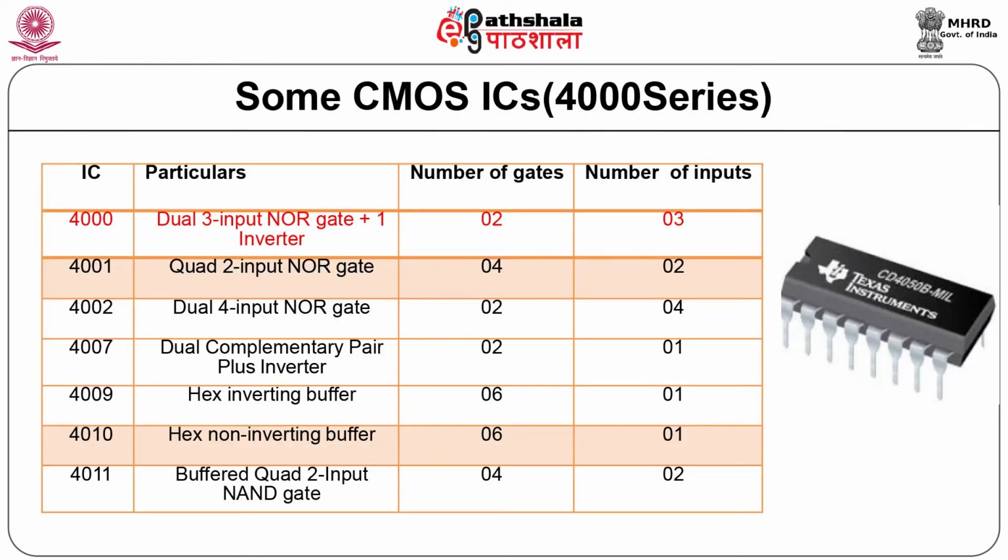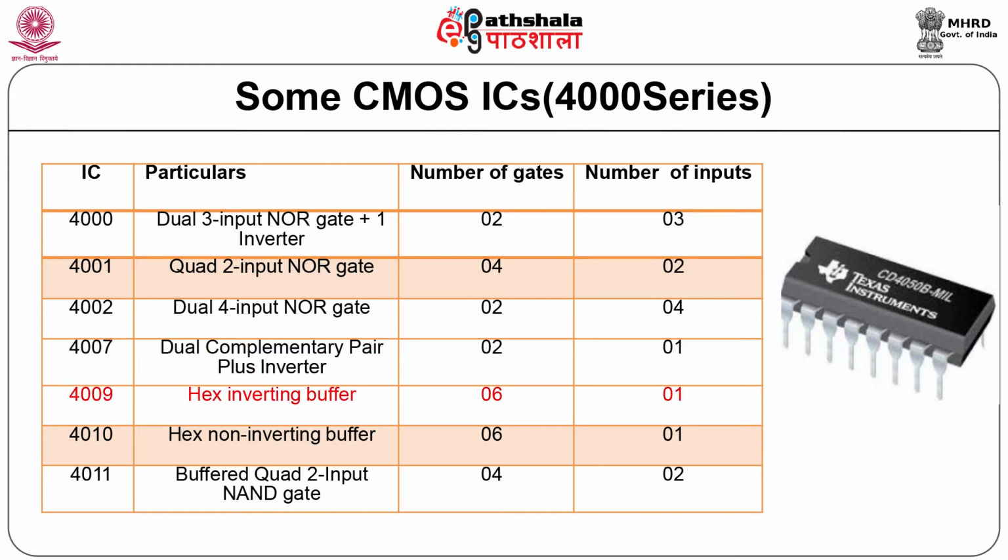Some CMOS ICs of the 4000 series. 4000 is a dual 3 input NOR gate plus 1 inverter. So, the number of gates is 2 and the number of inputs is 3. 4001 is a quad 2 input NOR gate, quad means 4 and 2 inputs. 4002 is a dual 4 input NOR gate, number of gates 2, number of inputs 4. 4007 is a dual complementary pair plus 1 inverter. So, the number of gates is 2 because it is dual and the number of inputs is 1.